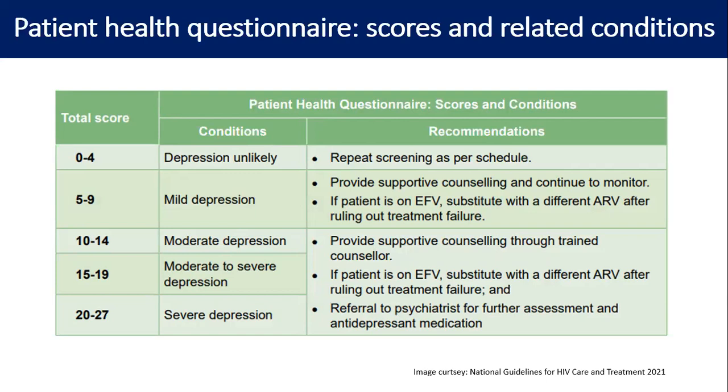Now, a score of 10 to 14, we classify as moderate depression, 15 to 19 is moderately severe depression, and 20 to 27 is severe depression. In all these 3 categories, we should provide supportive counseling through a trained counselor, and if the patient is on efavirenz, we'll substitute with another ARV, and we should refer the patient to a psychiatrist for further assessment and antidepressant medication.